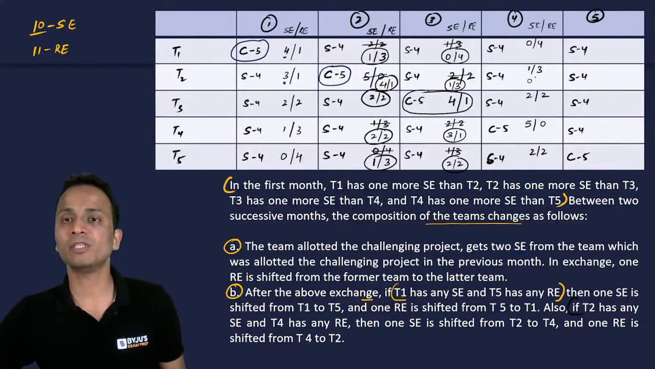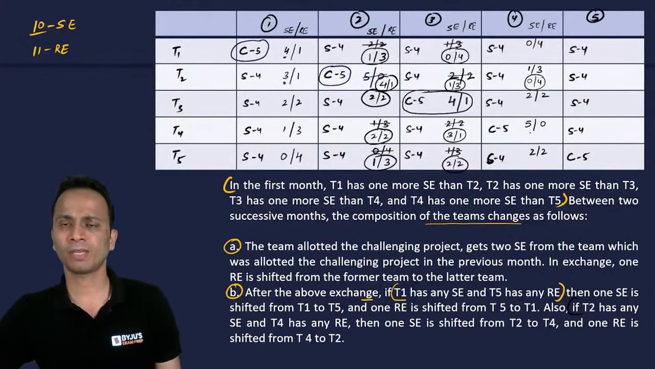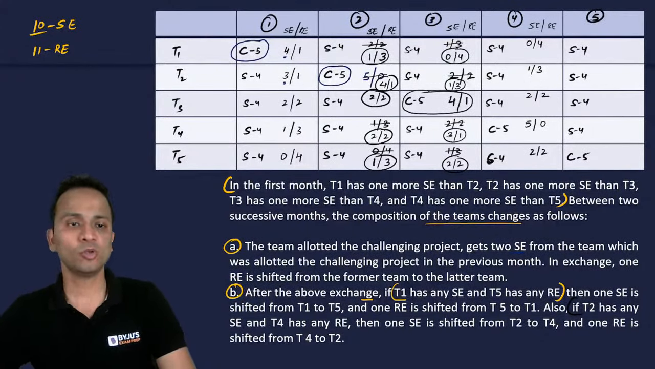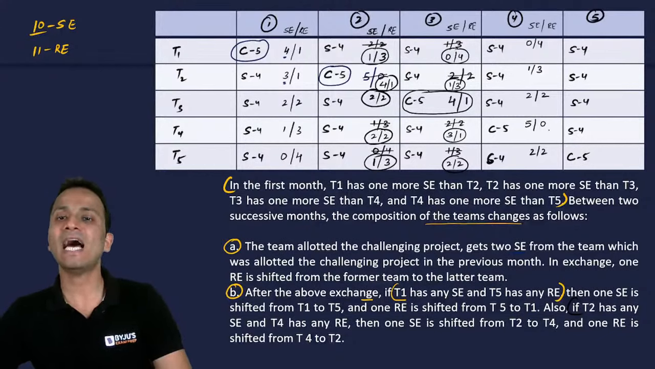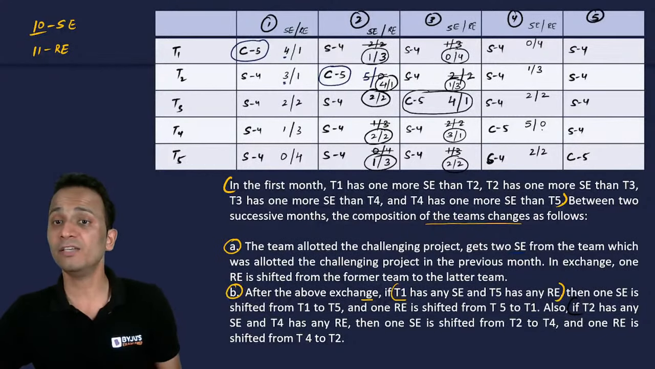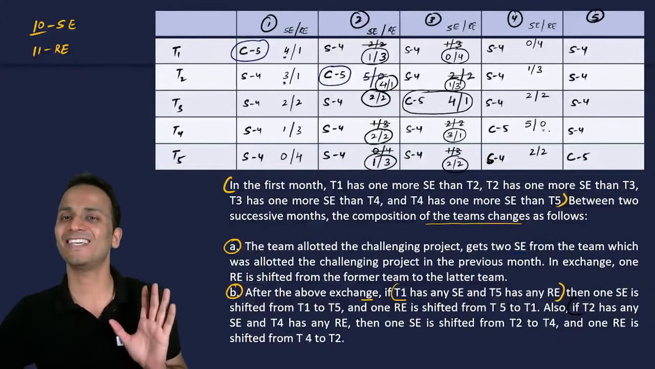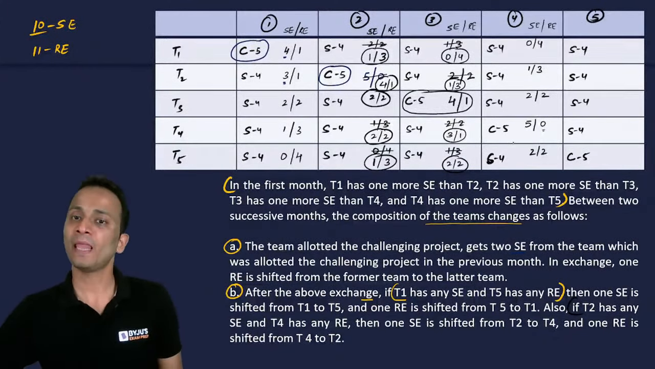So this will become 0, 4, the new, and this will become... wait a second, 6, 1, so there is a problem. Oh, yes, exchange will also not happen here. So it is saying that if T2 has SE and T4 has RE, T4 does not have RE. So exchange will not happen in this case. बच गए. ठीक है, अब आगे चलते हैं.